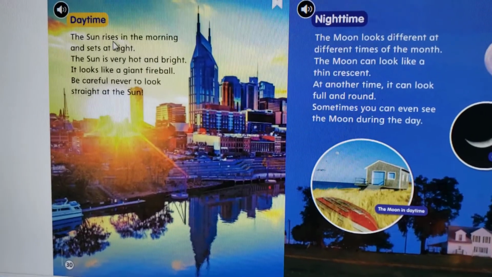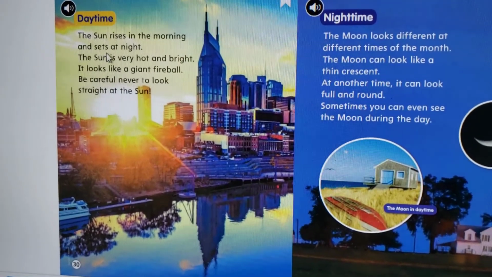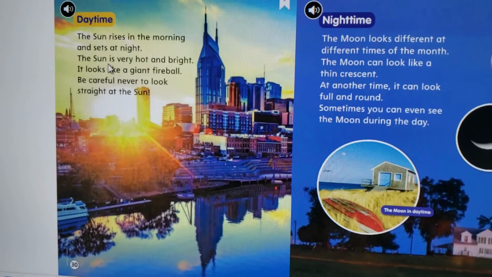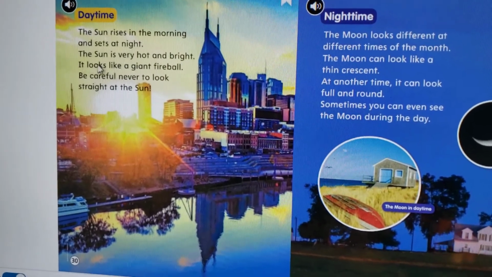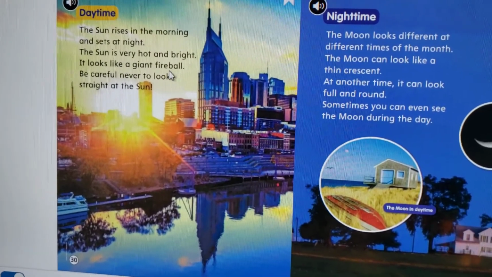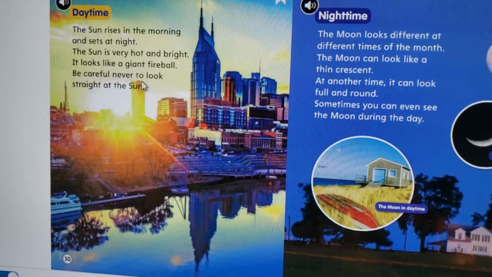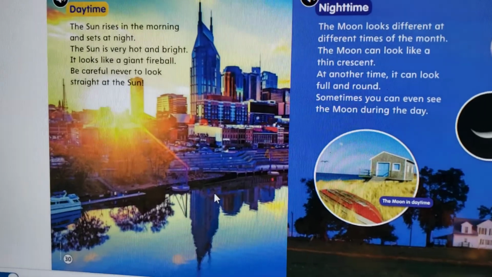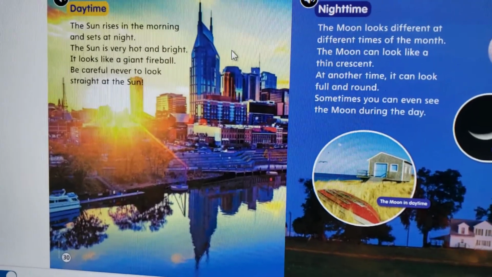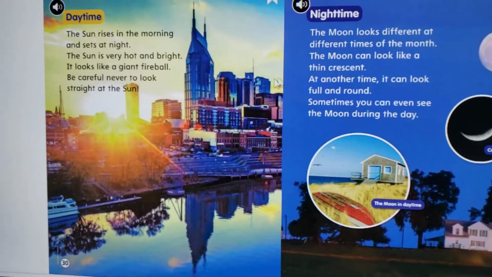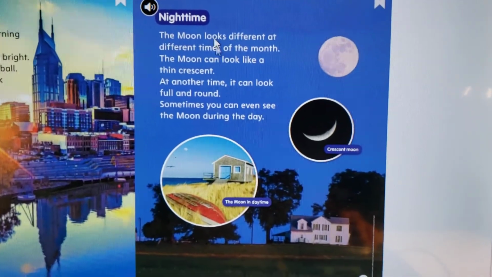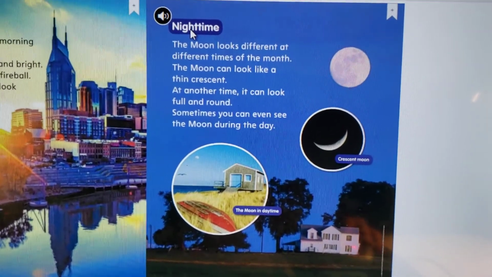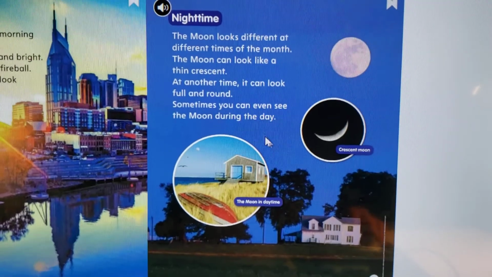The sun rises in the morning and sets at night. The sun is very hot and bright. It looks like a giant fireball. Be careful never to look straight into the sun. And we know that because that can hurt your eyes. But here again, it's daytime, it's bright. Here our heading says nighttime. So we know on this page we'll be reading about nighttime.